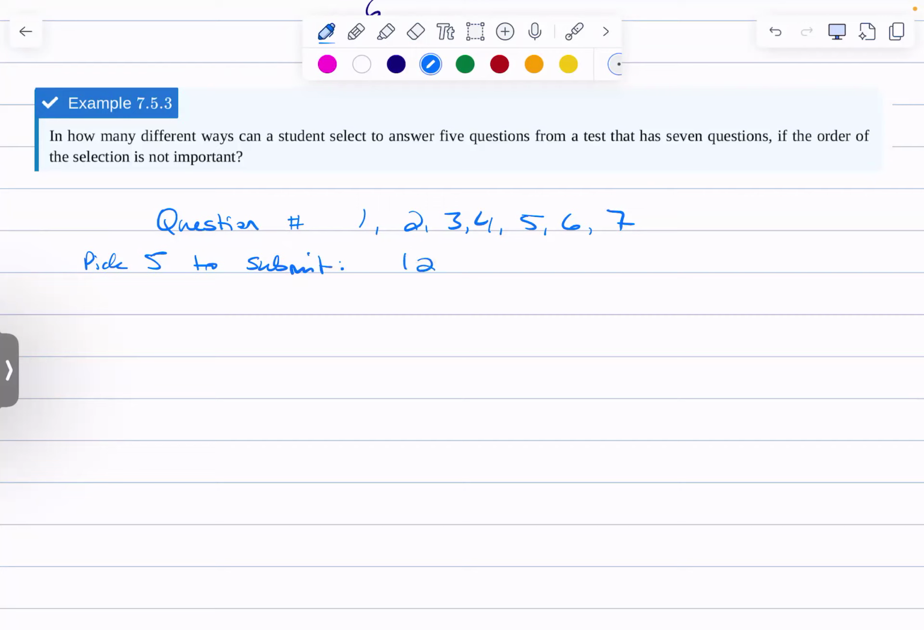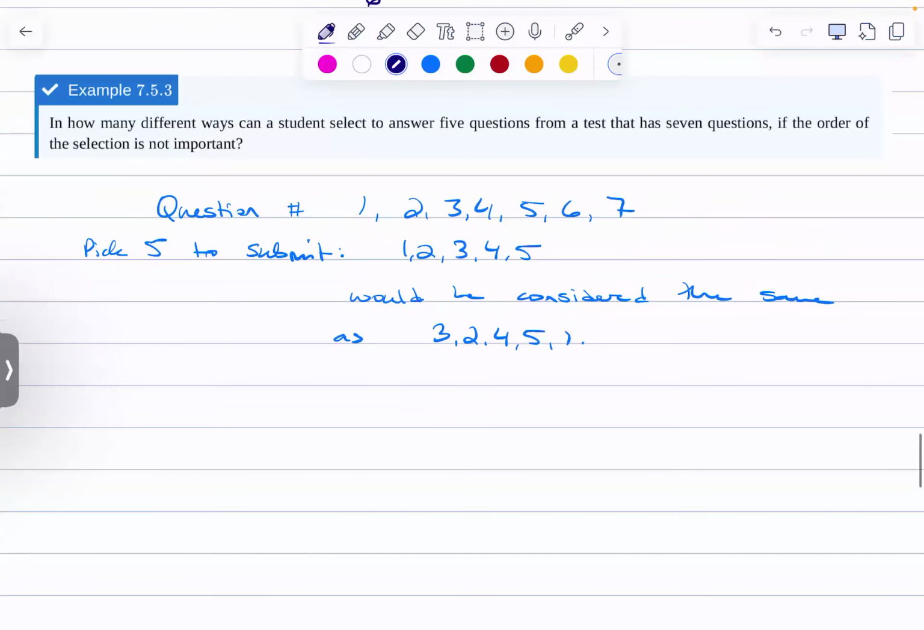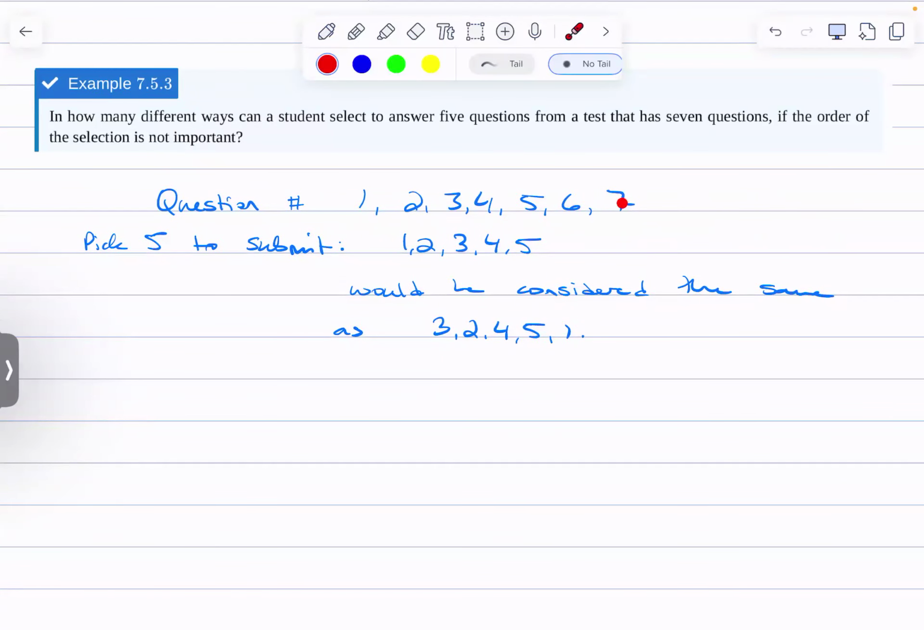For example, 1, 2, 3, 4, 5, because I'm not very creative, would be considered the same as 3, 2, 4, 5, 1. 1, 2, 3, 4, 5, yeah. And so that's why we're talking combinations here. So out of 7 things, I have to choose 5.